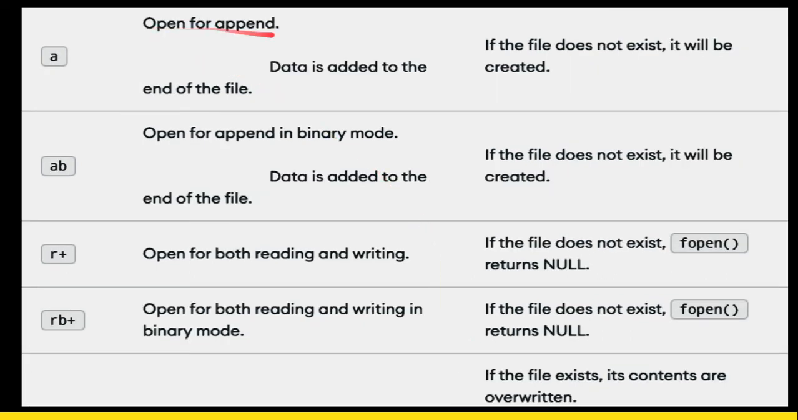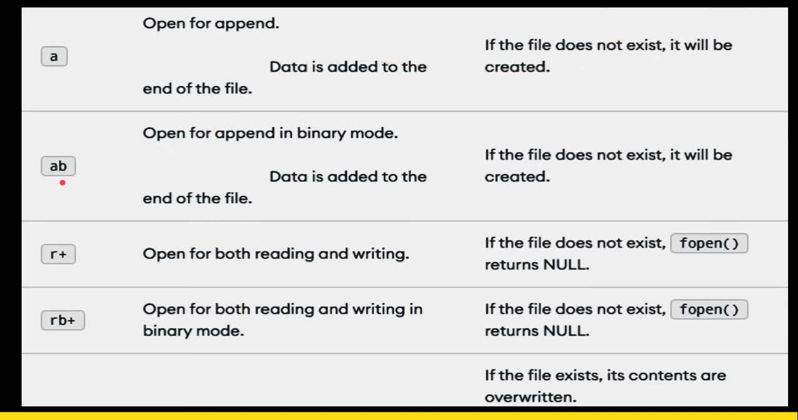And a is to open the file in append mode. So what is appending? Data is added at the end of the file. That means the old data will exist and we can add some more data. For example, if you have the student name list in your class file and new students come to the class, we'll just add the students at the end of the file. That is done by the append mode. If the file does not exist, it will be created.